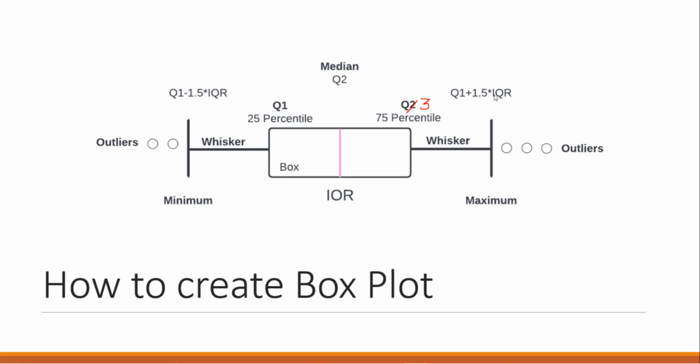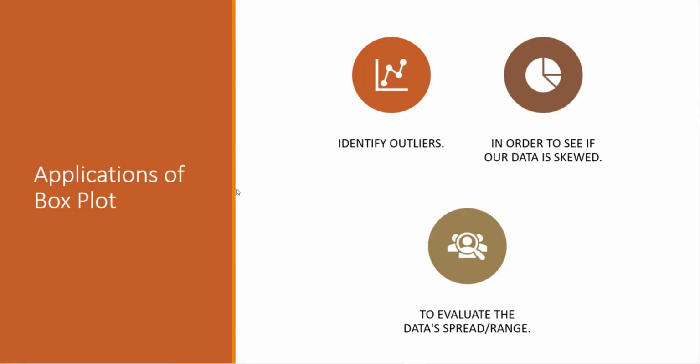And sometimes we have points that fall outside the whisker limits. Now you can see that. And these points are known as outliers. So now we will discuss some applications of the box plot. It is used to identify outliers, and it is used to see if your data is skewed, and to evaluate the data's spread or range, we can also use the box plot. So in the box plot, the x-axis represents the data to be plotted and the y-axis represents the frequency distribution.